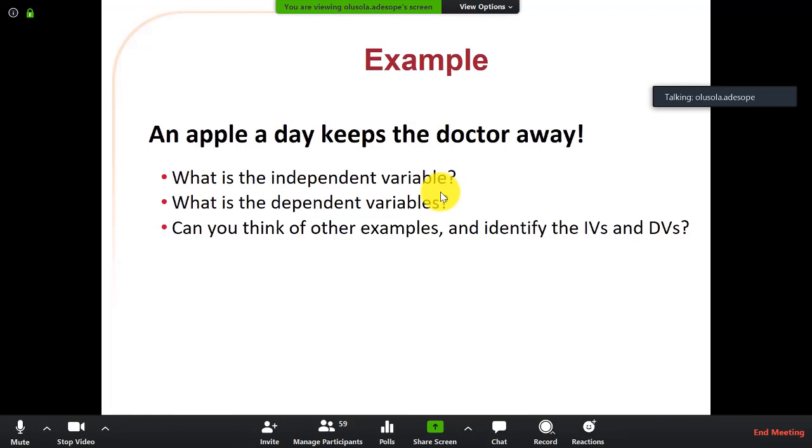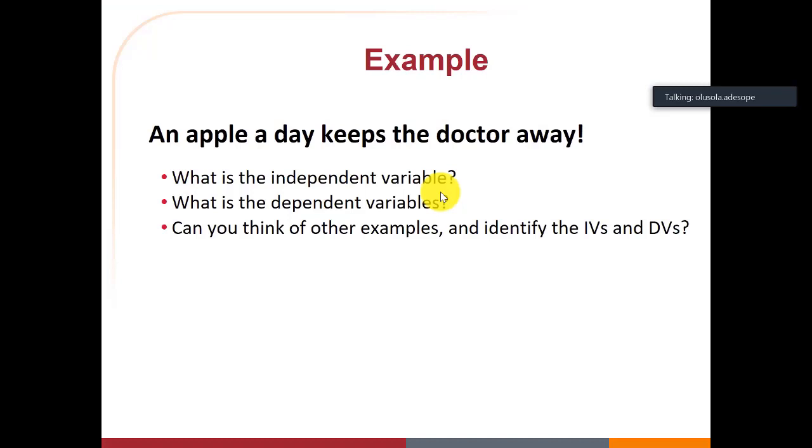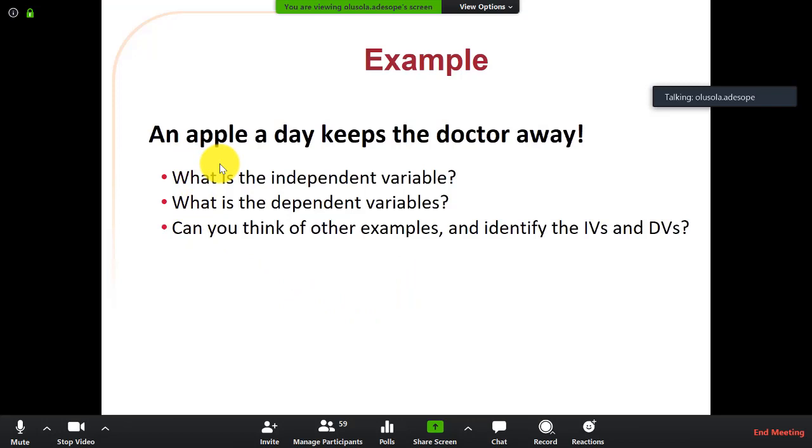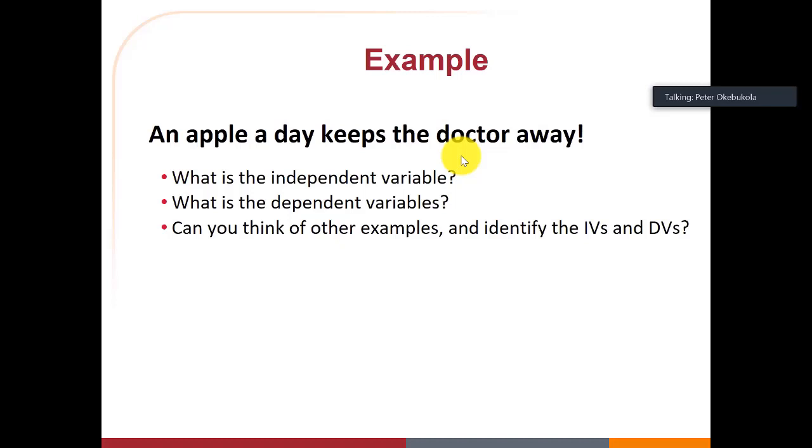But for me, a typical Nigerian, you can say that, yes, it's not just an apple. When I eat ebaide or amalaide or inyaide, I'm an Ijesha man, it keeps me away from the doctor. So what would be the independent variable there? Anyone, please? Yes, anyone waiting? For you in the class, you can unmute yourselves.